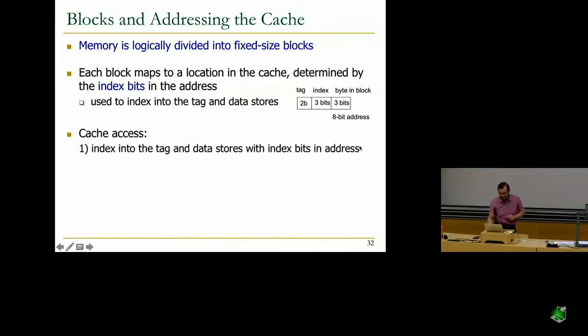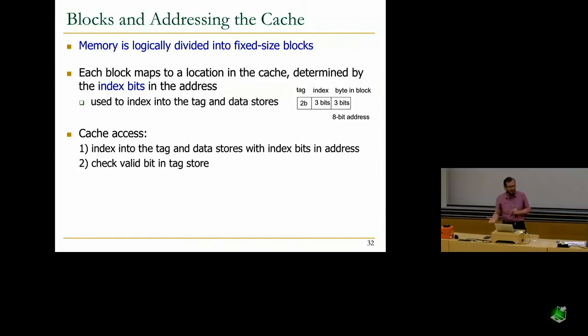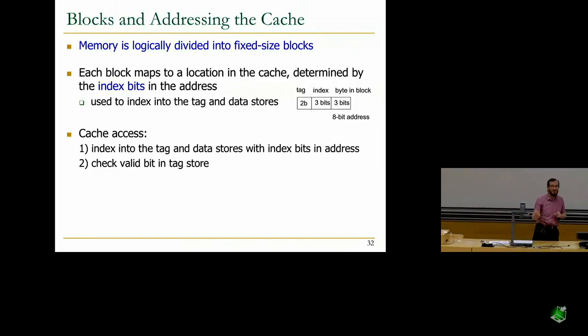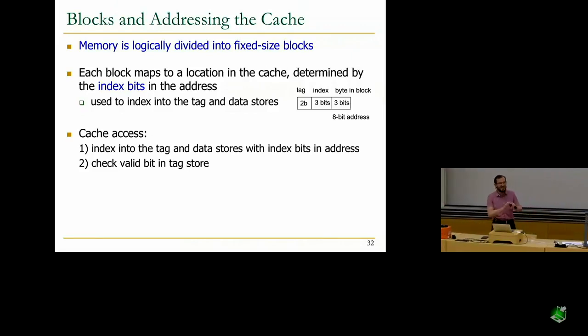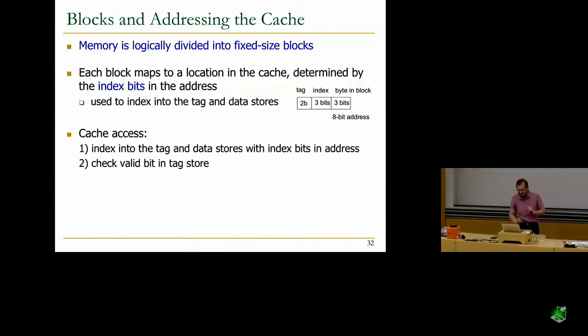I've already said this, basically. To do the cache access, you index into the tag and data stores with the index bits in the address, with these bits. Check the valid bit. I didn't say that, but you need to have a valid bit also, because that basically tells you whether you've actually put something valid into your cache. And sometimes you may want to invalidate the location, which we're not going to get into right now. But initially, everything in the cache is invalid because you didn't put anything into your cache. As you start putting things into your cache, you set the valid bit and set the tag bits for that particular block at a particular index.